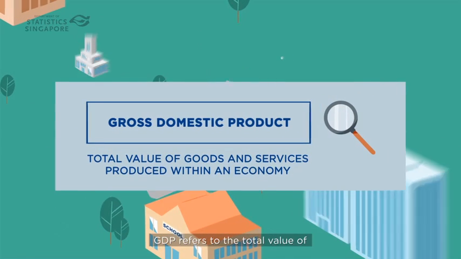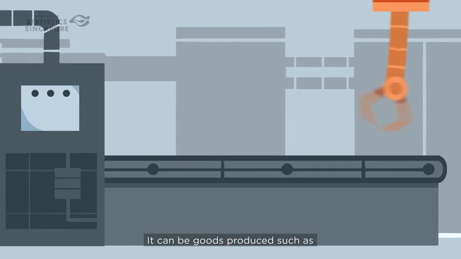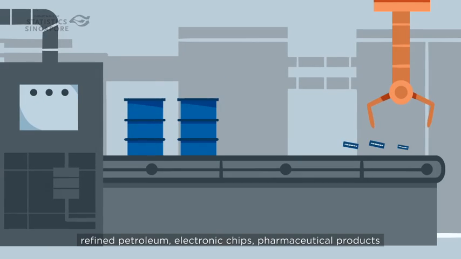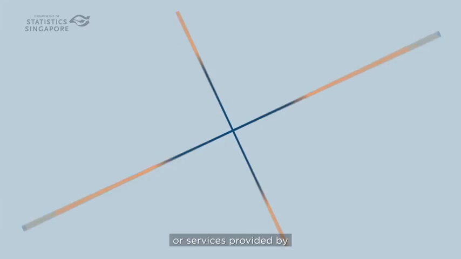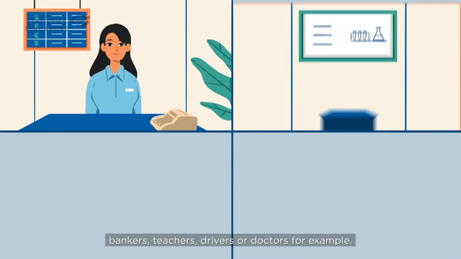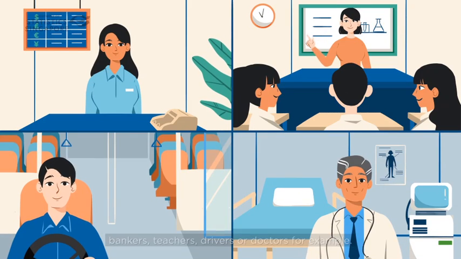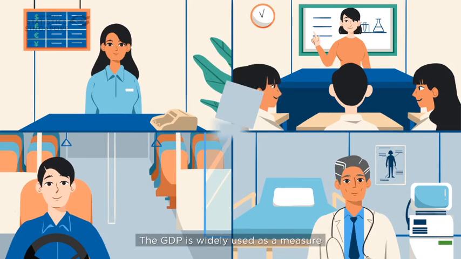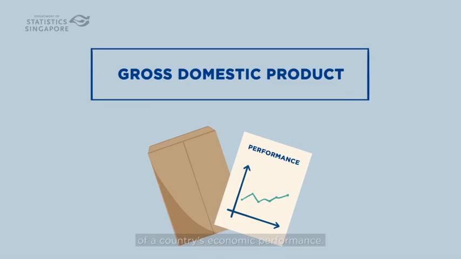GDP refers to the total value of goods and services produced within an economy. It can be goods produced such as refined petroleum, electronic chips, pharmaceutical products, or services provided by bankers, teachers, drivers, or doctors, for example. The GDP is widely used as a measure of a country's economic performance.